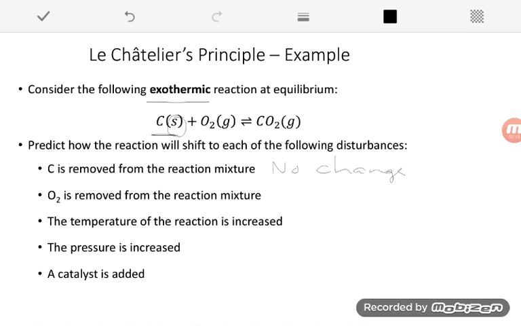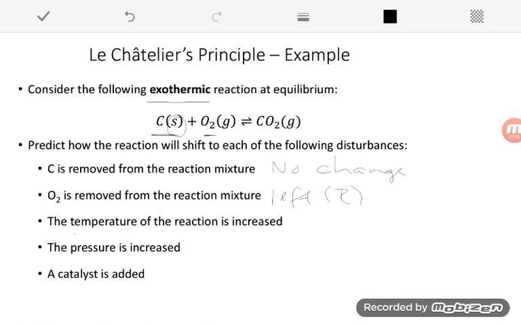Next, O2 is removed from the reaction mixture. So I have O2, he's a gas, so I do need to worry about him. And if I remove, I shift to the same side. So that means this is going to shift towards the left, or towards the reactants. Because I'm removing that oxygen, I need to make more of it.